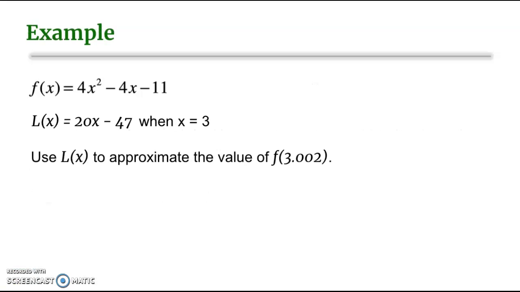Now we're going to use what we just got to approximate the value of this function when x equals 3.002. The linearization was created when x equals 3, and it's useful for when I'm looking for points that are near 3, and 3.002 is very close to 3. So L of 3.002, I'm just plugging it in for x, and I get 13.04.